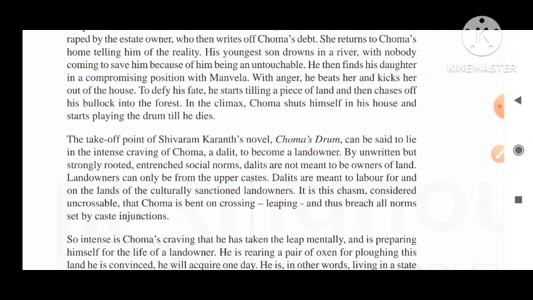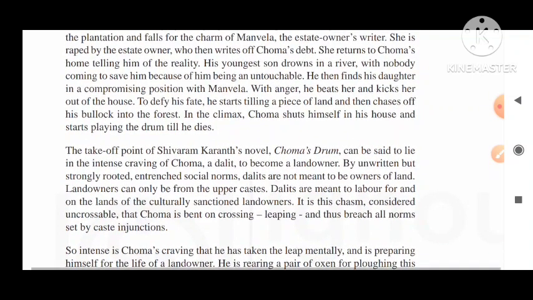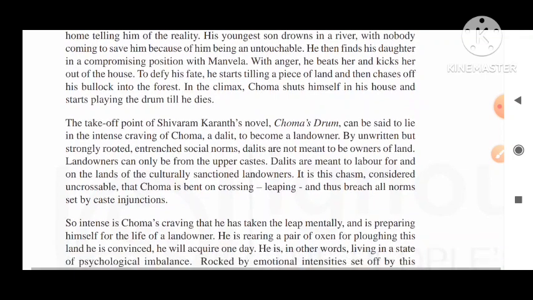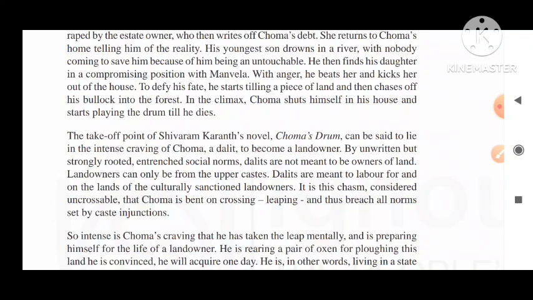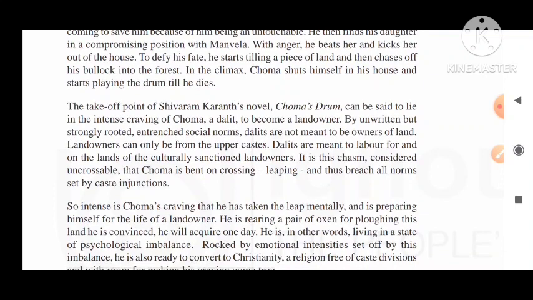To defy his fate, he starts tilling a piece of land and then chases off his bullock into the forest. In the climax, Choma shuts himself in the house and starts playing the drum till he dies.